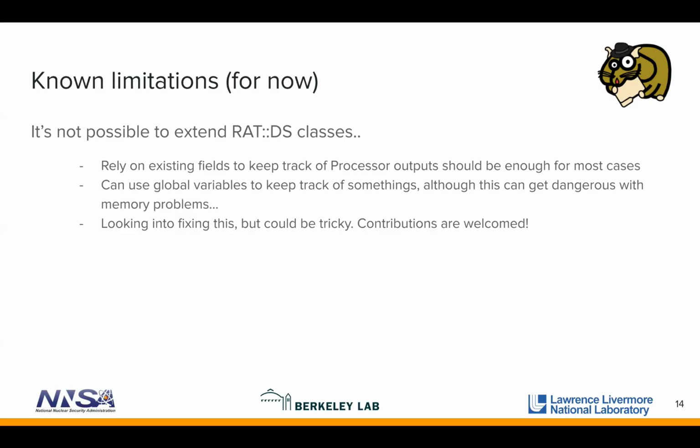We're looking into fixing this. We're not sure if there is a solution because of how the rat.ds structure interacts with ROOT itself. But it could be tricky. If you're interested in looking into this, contributions are definitely welcome.